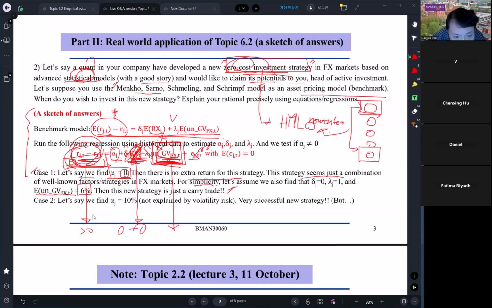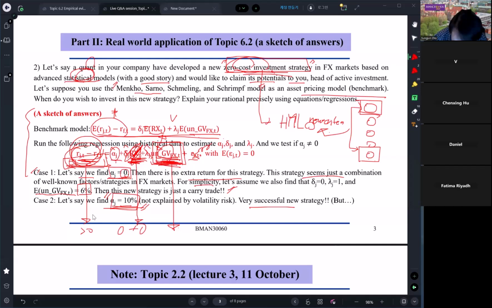Let's say we find alpha is equal to 10%. What is the meaning of that? Then indeed, some of the return from implementing this currency strategy is new. You earn new, additional returns, which cannot be explained by the usual, well-known factors in the market. Then we can implement this strategy.